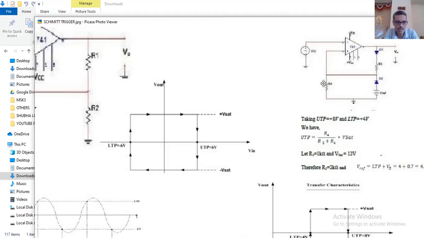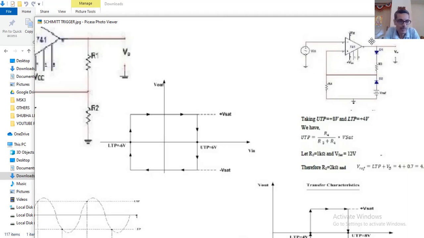So the voltage across resistor R4 is 8 volt in this case. Now the upper trigger point during plus Vsat, 8 volt will be generated, and that will be the reference voltage. The voltage at this point with respect to the ground, that is across the resistor R4. So this is the current flowing direction, and 8 volt will be the reference.